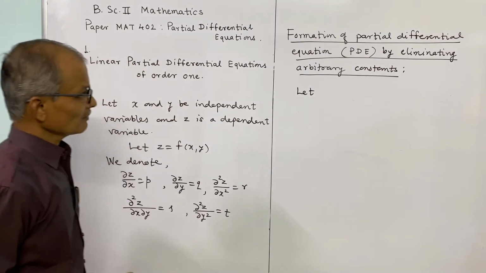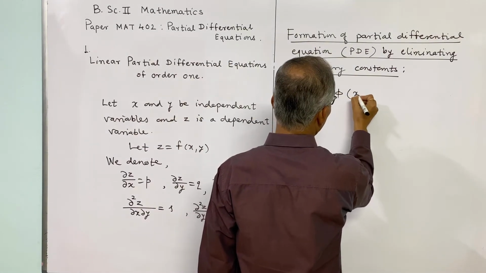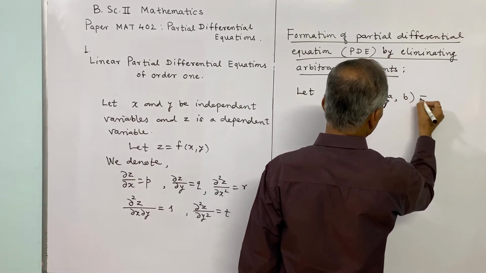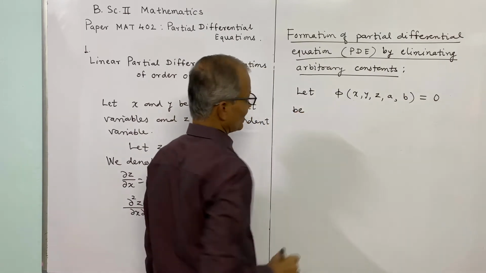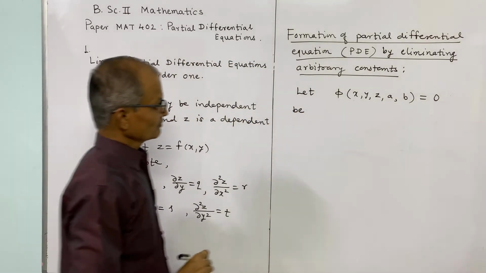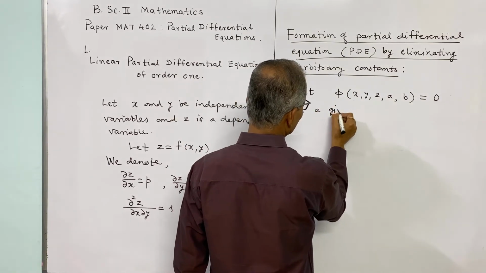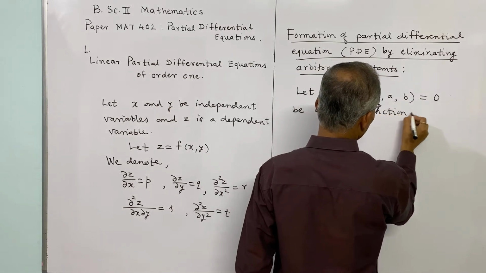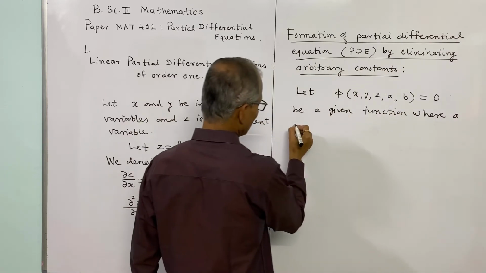let phi of x, y, z, a and b is equal to 0 be a given function or relation, where a and b are arbitrary constants.